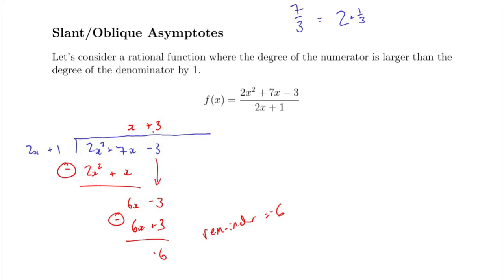Long division is really annoying because it disguises what division is. But again, that's a rant for another day. And then we just keep going. Now to match up with 6x, we need to multiply by 3. So we end up with 6x plus 3. Subtract, we get negative 6.